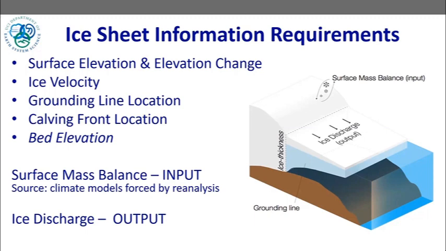So the method that Eric's using is, again, surface mass balance as input. So how much ice is produced minus what's melting on the surface. And that compared to the ice discharge. And the ice discharge is the measurement or the calculation that we do based on grounding line, ice velocity, and ice thickness.